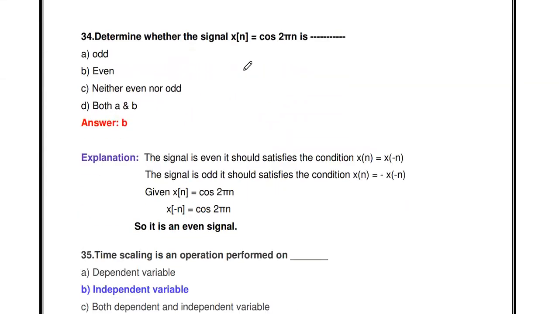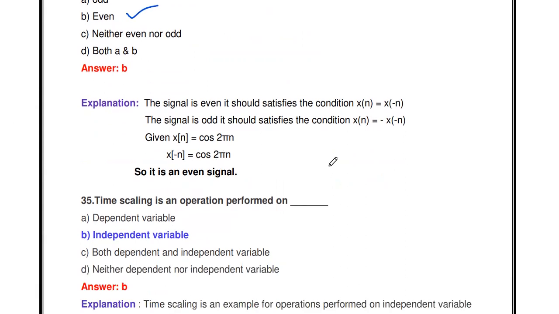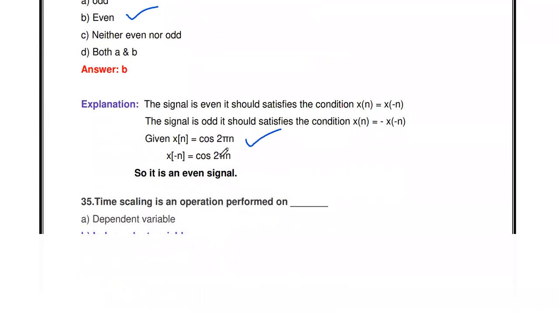Then the next one, determine whether the signal x of n equal to cos 2 pi n is even, odd, or neither even nor odd. So cos 2 pi n is an even signal. Similarly you can verify: x of n equal to cos 2 pi n. What is x of minus n? Cos of minus 2 pi n. What is cos of minus theta? Cos theta. Okay, so same cos 2 pi n. So x of n and x of minus n are both equal. So it's an even signal.